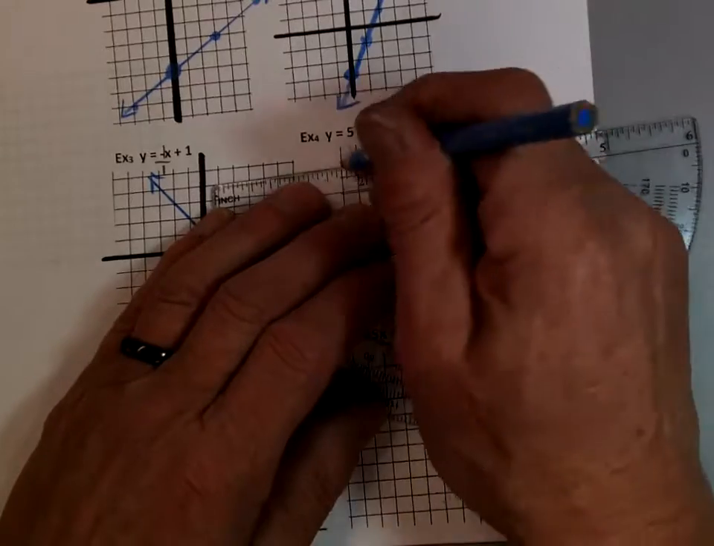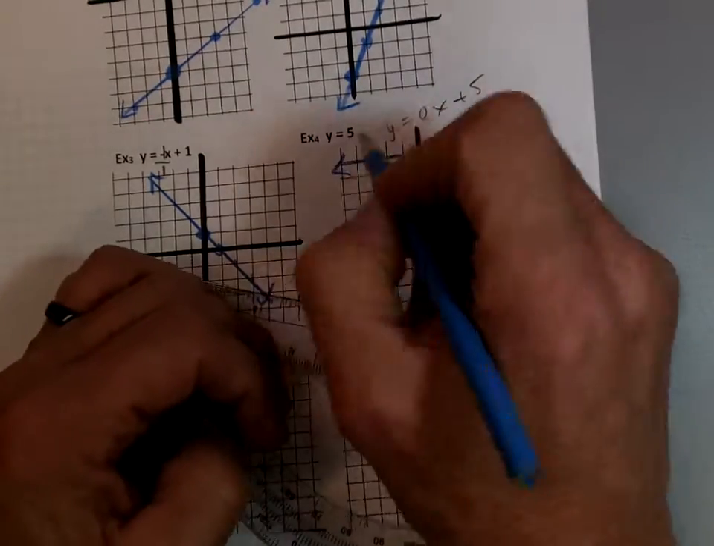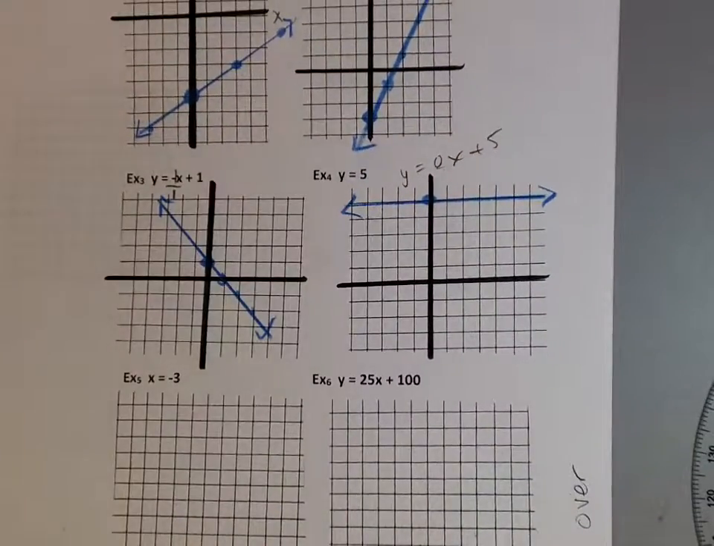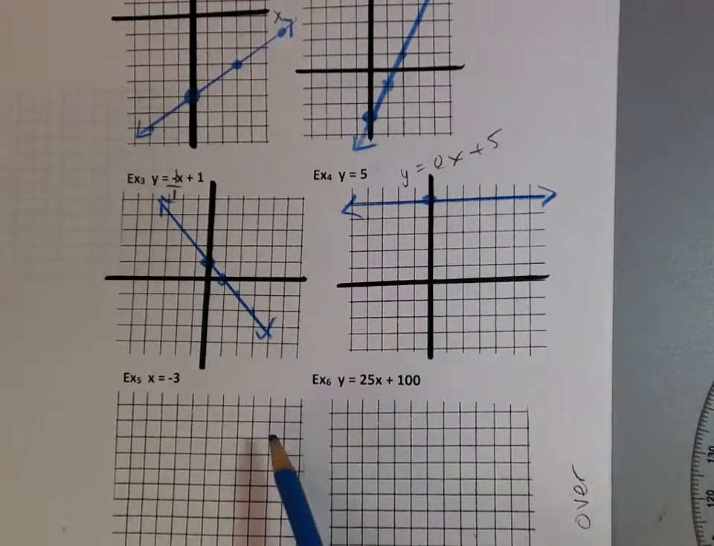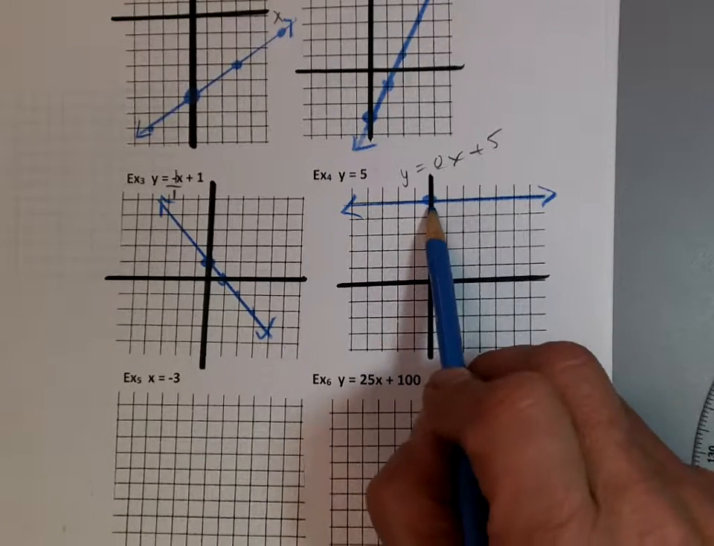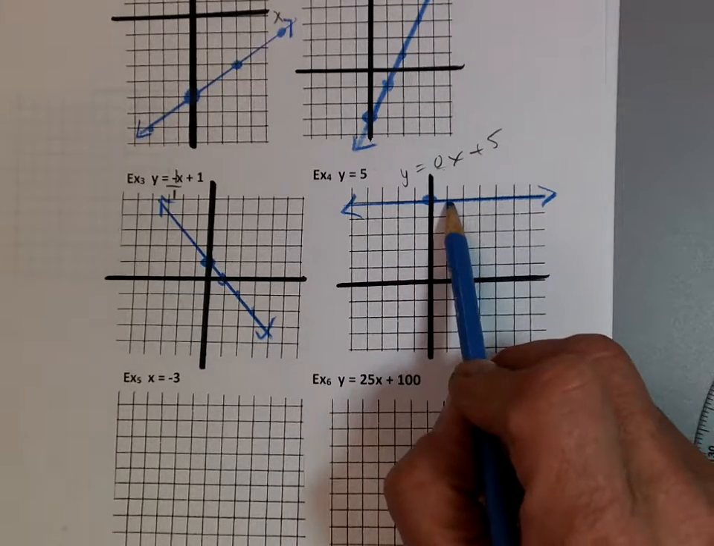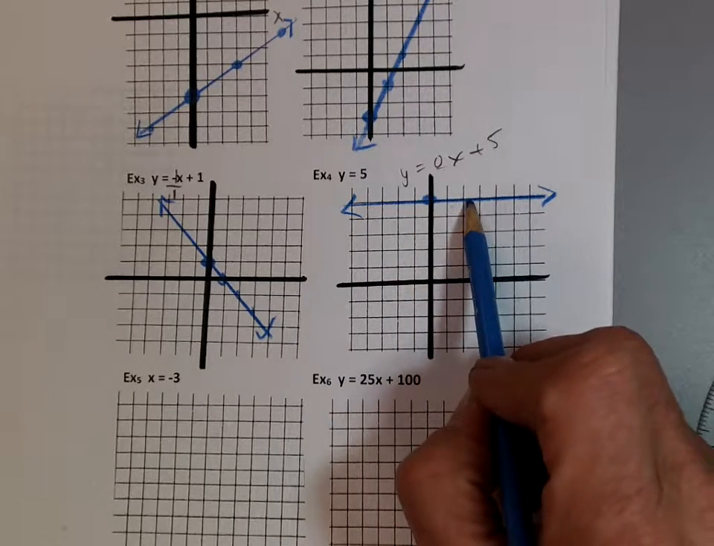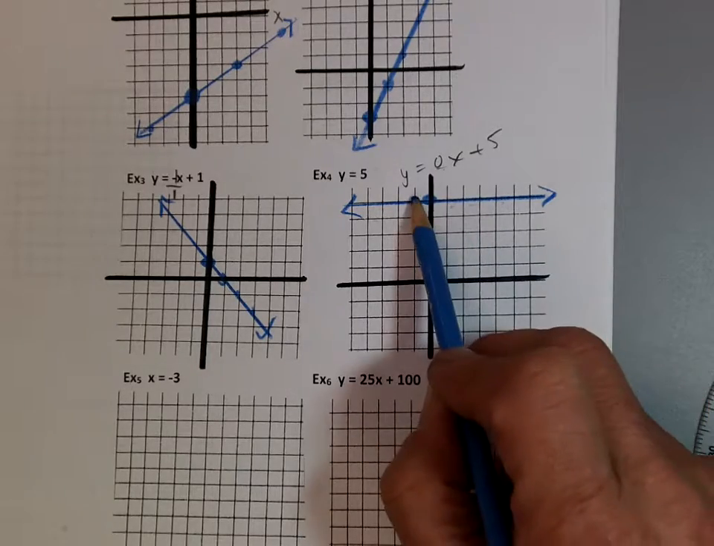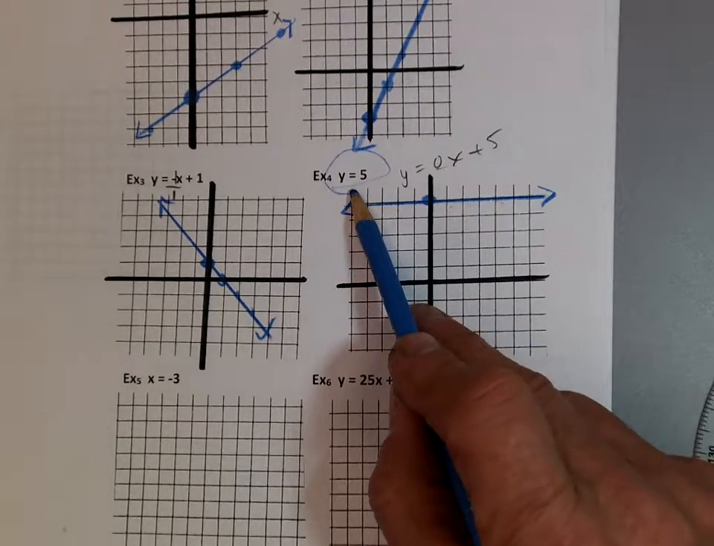Thanks, Cameron. Now, what I like about this is if you really think about what's going on, everybody watching? What's the y value? Right here, 5. What's the y value? 5. So y is always equal to 5.